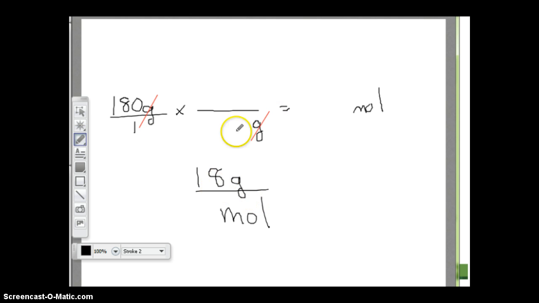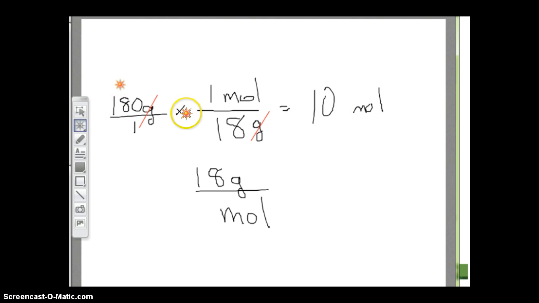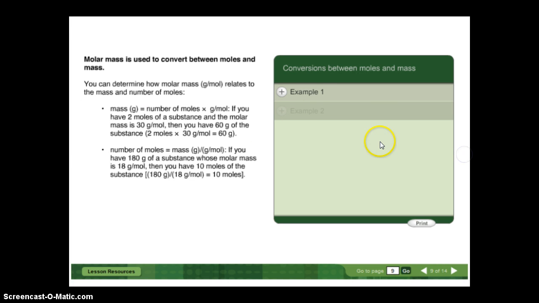Okay? Specifically, how many grams on the bottom? Well, 18. And what goes on the top? 1 mole. So you put in your calculator 180 divided by 18. Your answer is 10 moles. It's a lot easier to just start with what you know and then put your next fraction so that your units cancel, and that will give you your final answer.